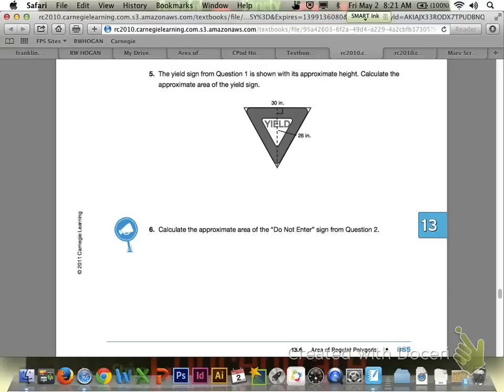Number 5 asks you to calculate the approximate area of the yield sign from question 1. The approximate height is drawn in for you. And in number 6, it asks you to calculate the approximate area of the do not enter sign from question 2. So go ahead and do number 5 and number 6. Use your prior knowledge of the formulas for a triangle and for a square in order to find the area.